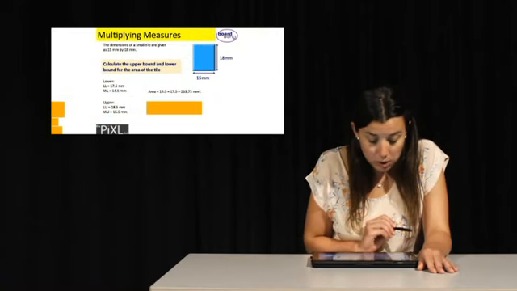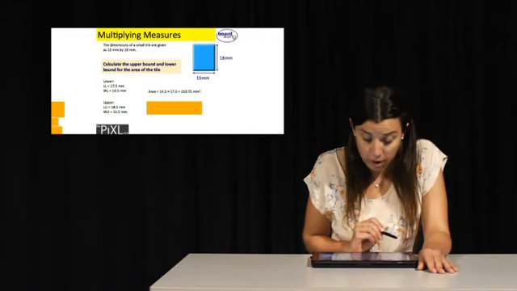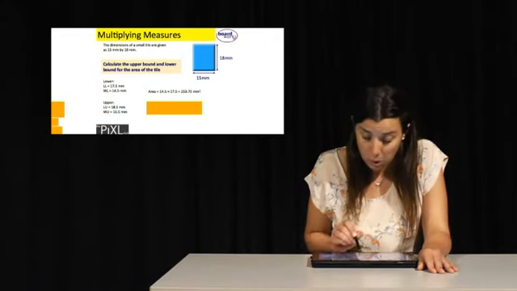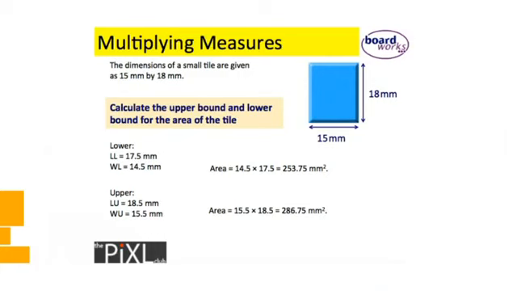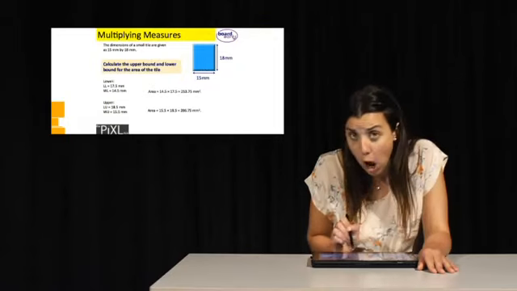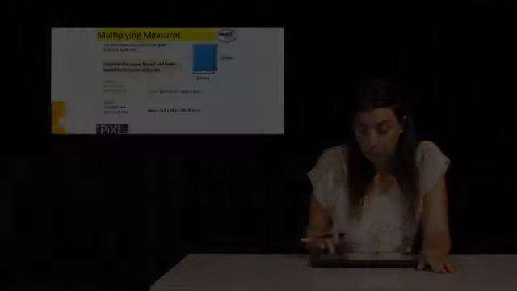If we look at the upper bound, we have our 2 values, 18.5 and 15.5. We multiply them together and we have 286.75 millimetres squared, and that is the upper bound area.